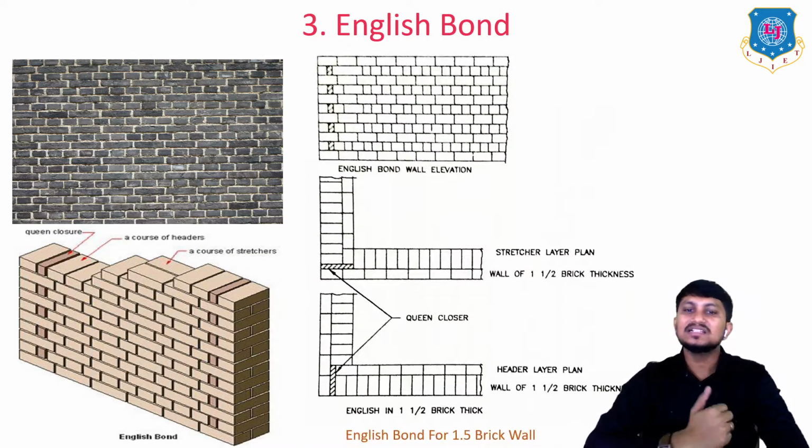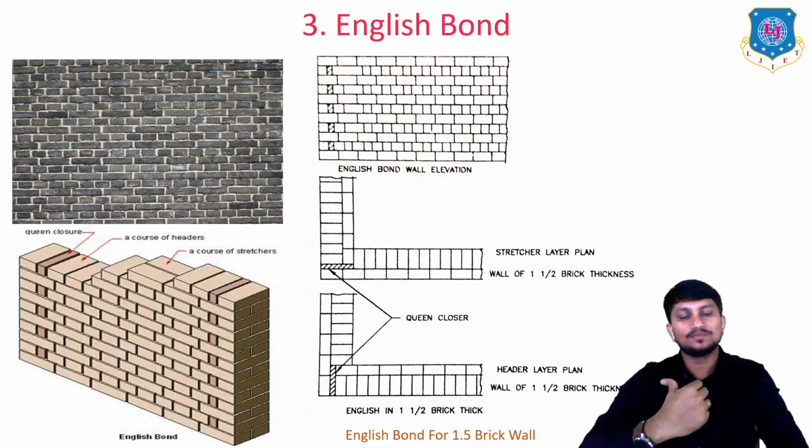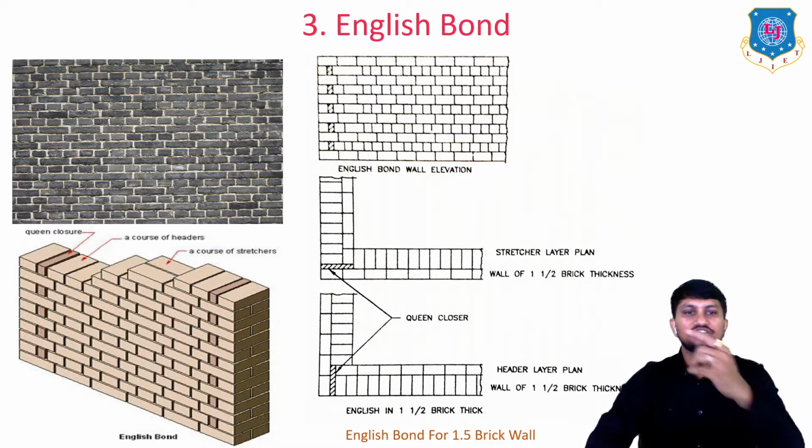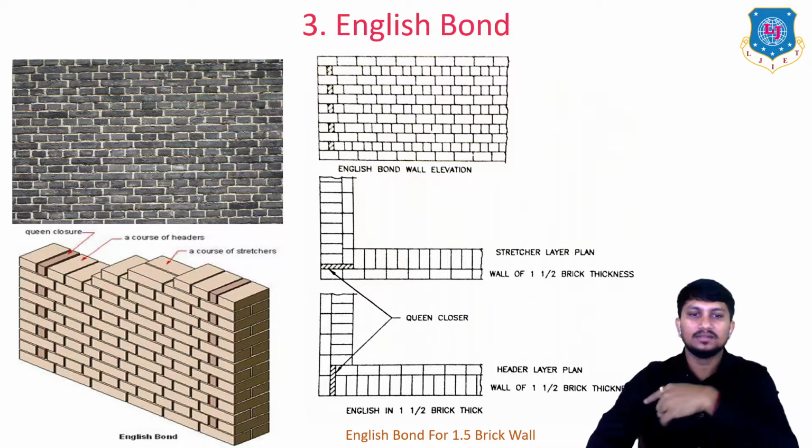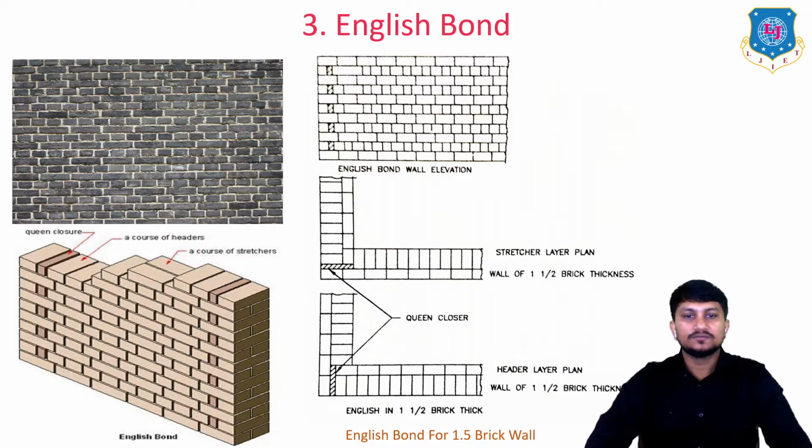Now let's see the English bond for one and a half brick wall. This is how you can make the English bond for one and a half brick wall. The stretchers should be laid like this as per the stretcher layer plan, and the headers, which are the second layer, are laid like this, the header layer plan. The actual elevation of the one and a half brick wall looks like this. To avoid vertical joints in one line, we use pin closer like this.